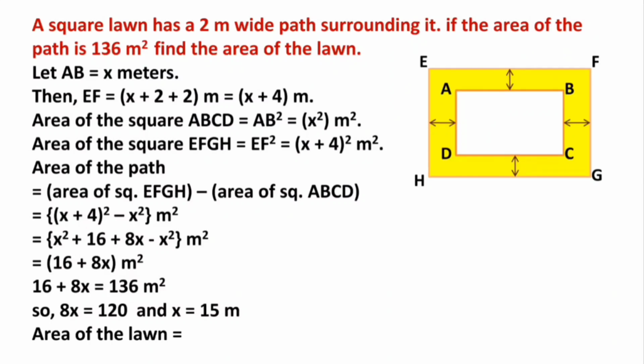Now, the area of the lawn is equal to 15 multiplied by 15, which is equal to 225 meters square. Thus, friends, here we obtain the area of the lawn. I hope you understood this problem.